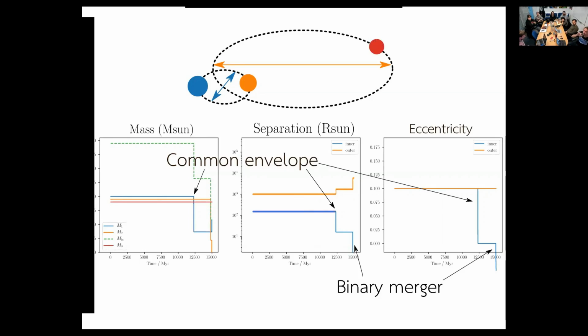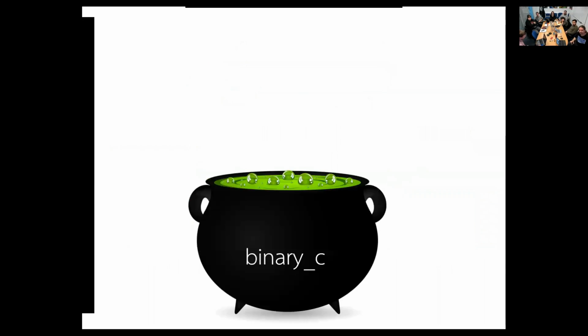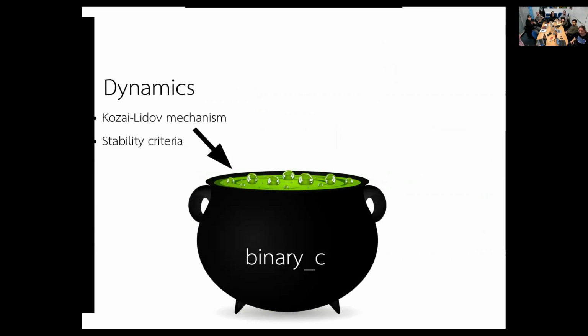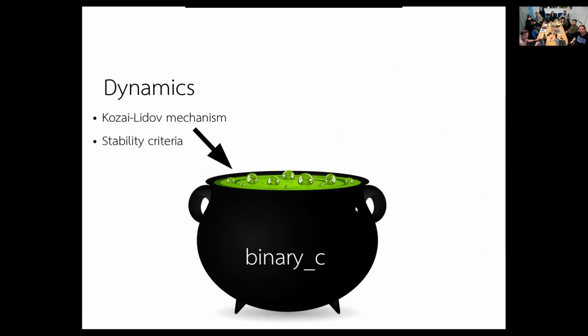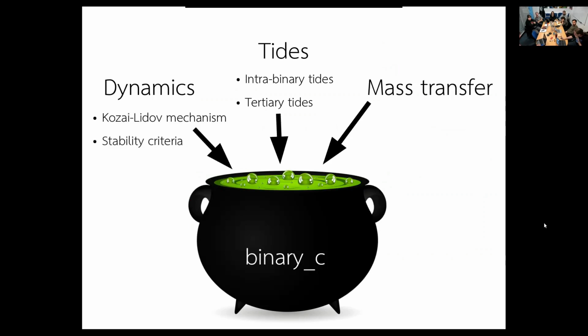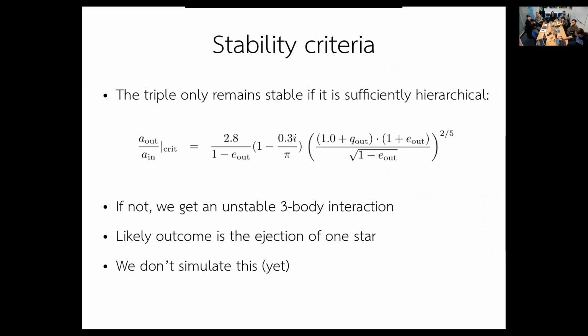So you can see that we already get some of the interactions, but we need to add some extra physics to the cauldron of binary C, starting with dynamics. Let me move this window over. There we go. Tides, mass transfer, which is the big one, and supernovae. So we started off with the stability first.